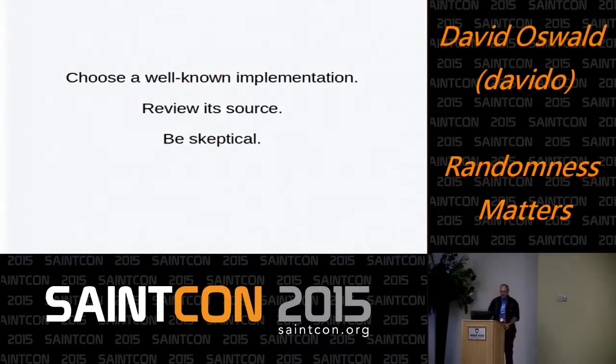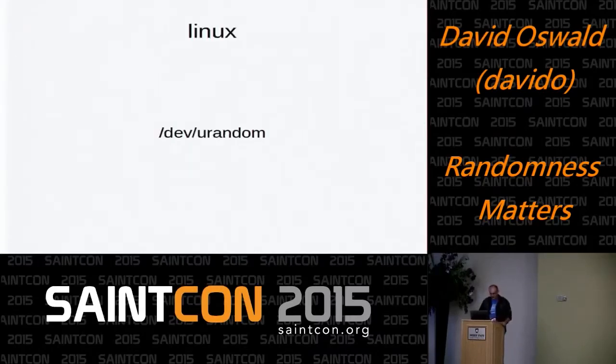Choose a well-known implementation. That's the next thing. Just because you think you have a good algorithm, you still need to choose a well-known and generally accepted implementation of that algorithm. Review its source and be skeptical. Don't believe a thing until you've had the chance to look it over, verify that it is what it is and that it's doing what it's doing.